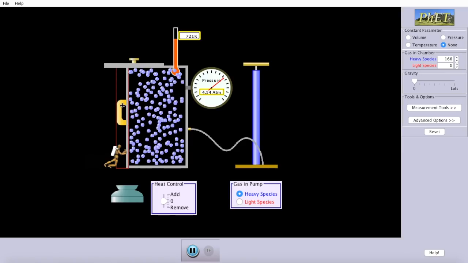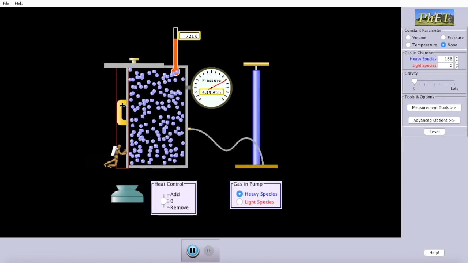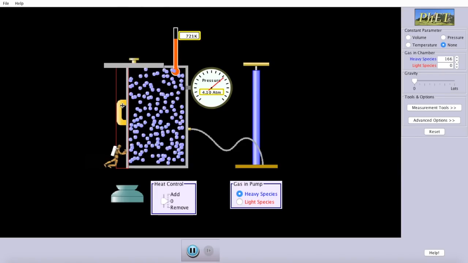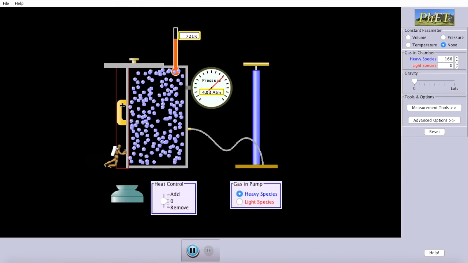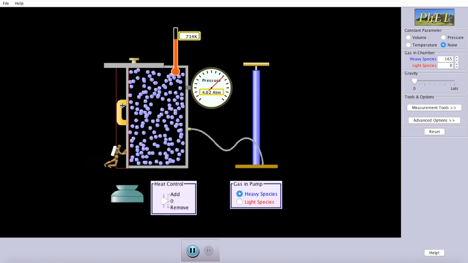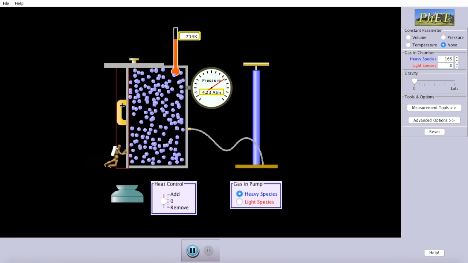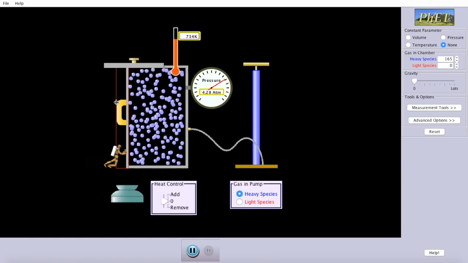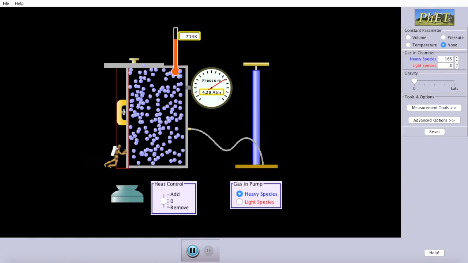And notice that as the pressure has gone up, the particles are moving much more rapidly. They are hitting each other and the walls of the container more frequently and with more energy, and that is what's causing the pressure to go up. The result was also the increase in temperature, but really we're not talking about that at this point.